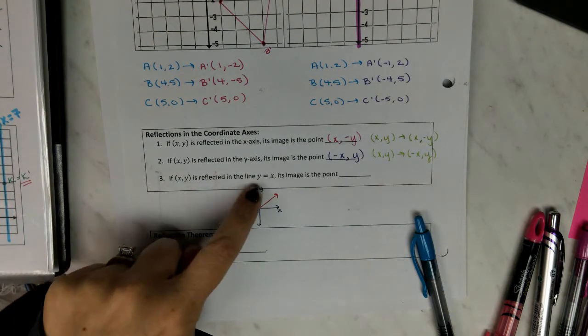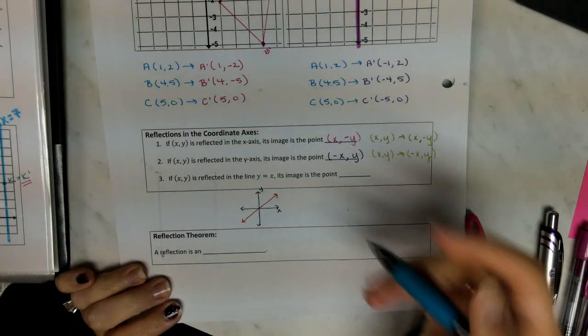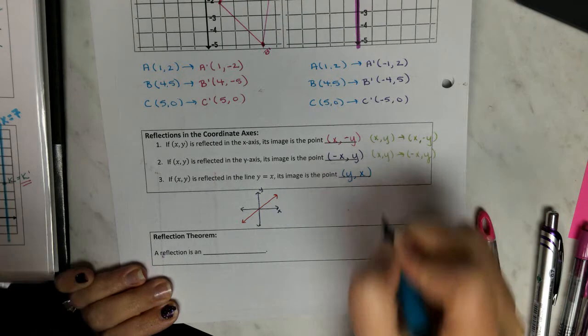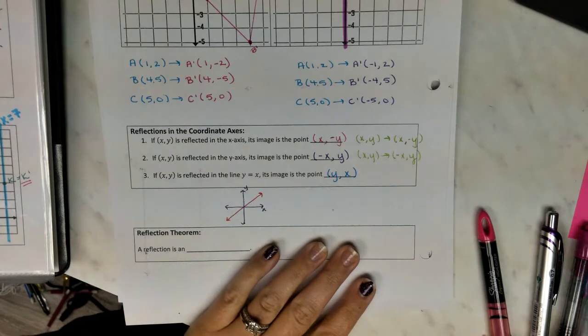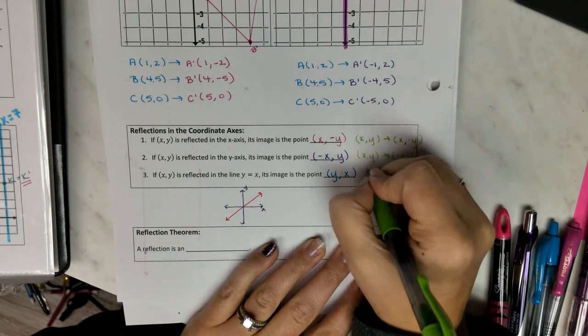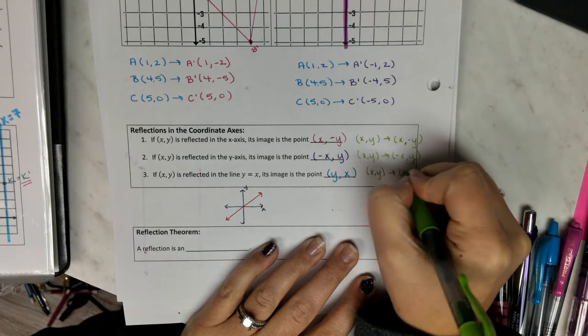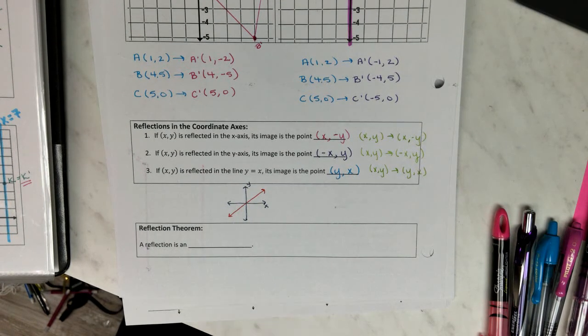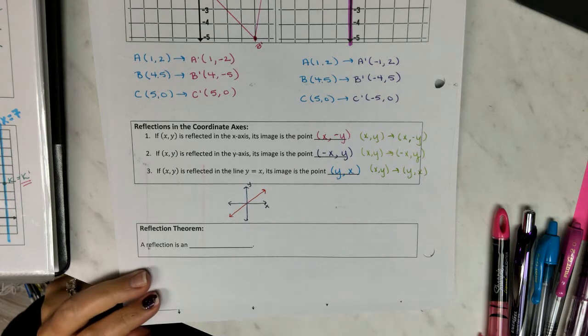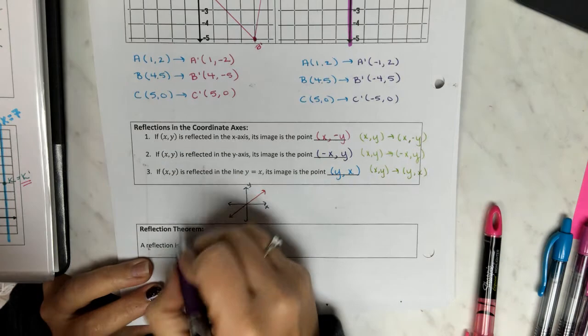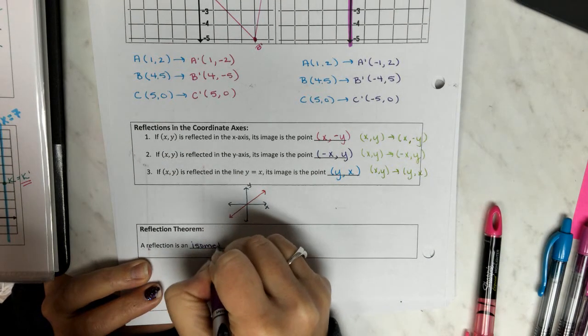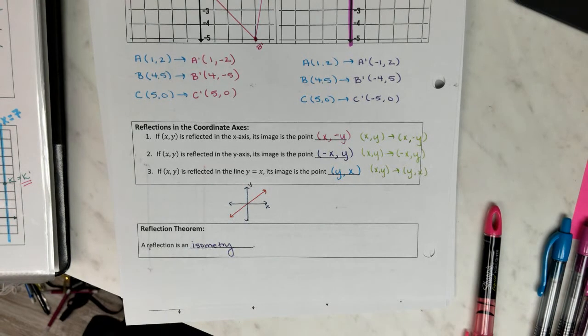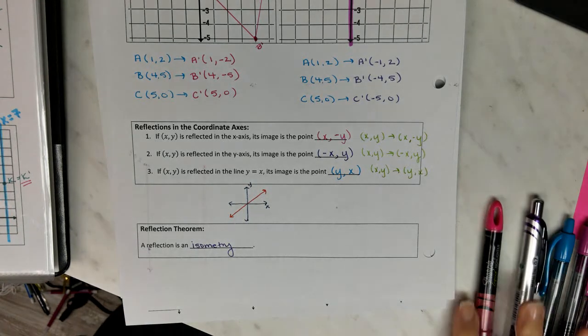So if xy is reflected, that rule is going to be that x becomes y and y becomes x. So the coordinate notation rule here will say that xy becomes yx. So if you were to give it a point 1, 2, it'll become 2, 1. They just switched spots. And then our very last theorem says a reflection is an isometry. That's what we had mentioned at the very beginning of this lesson, that this was a type of isometry, and that is a theorem. So a reflection is an isometry. That is it for notes.